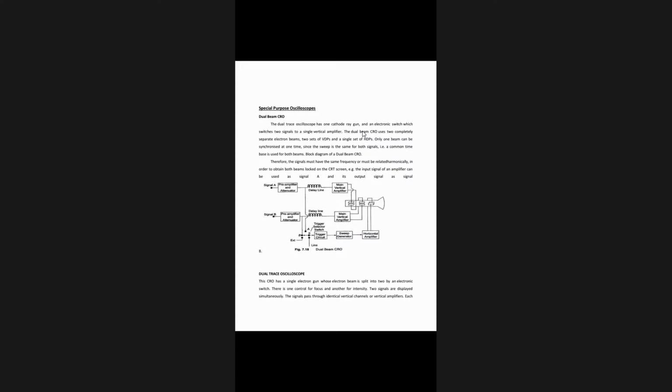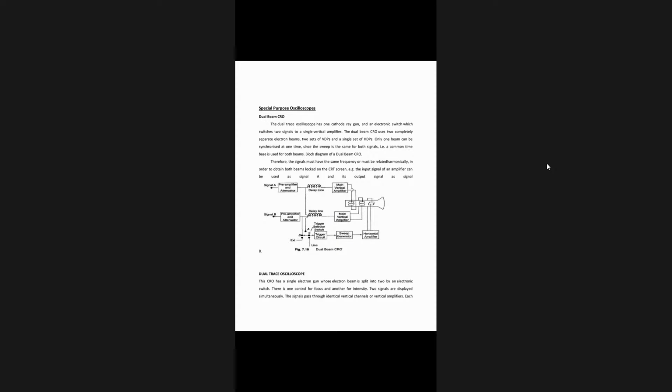two separate electron guns, and you can see the two separate vertical deflection plates. One signal is applied on the first vertical deflection plate, another signal is applied on the second vertical deflection plate, and we use one common horizontal deflection plate for both of them here in the dual beam oscilloscope, as you can see in the block diagram also.